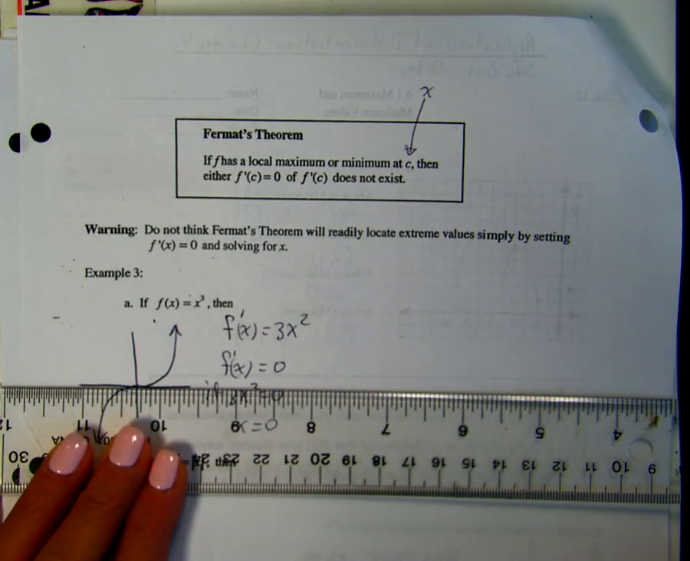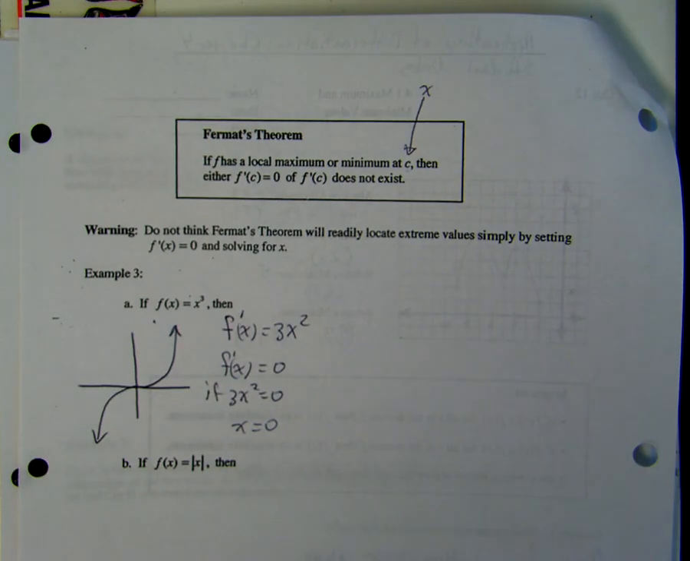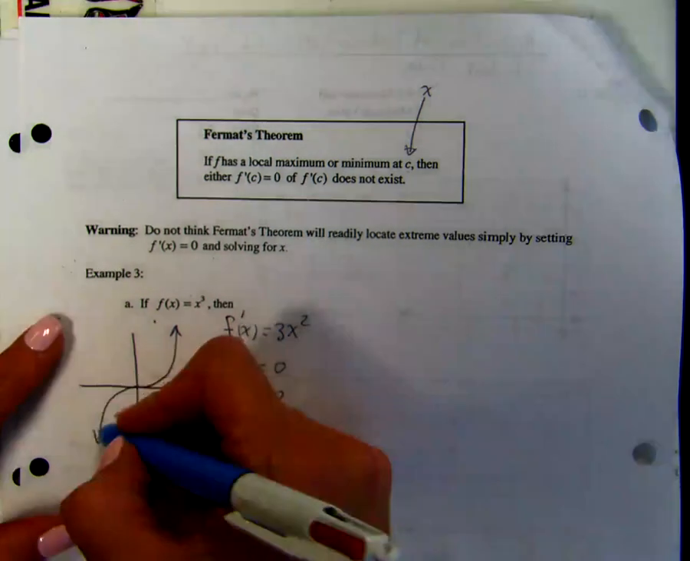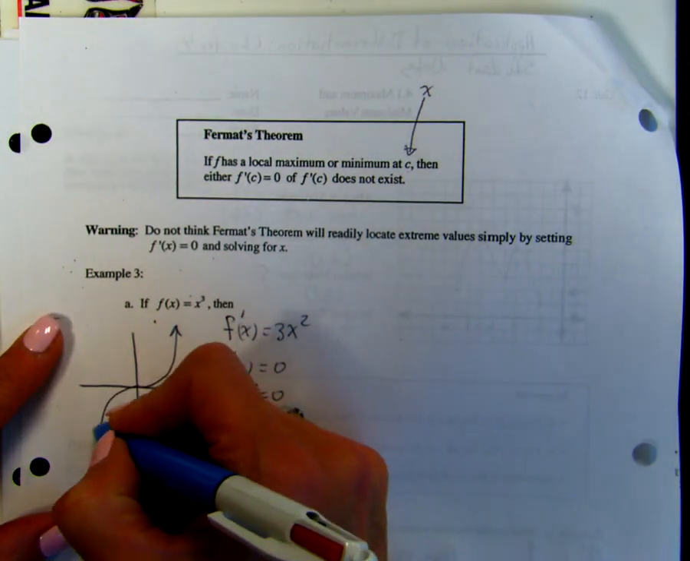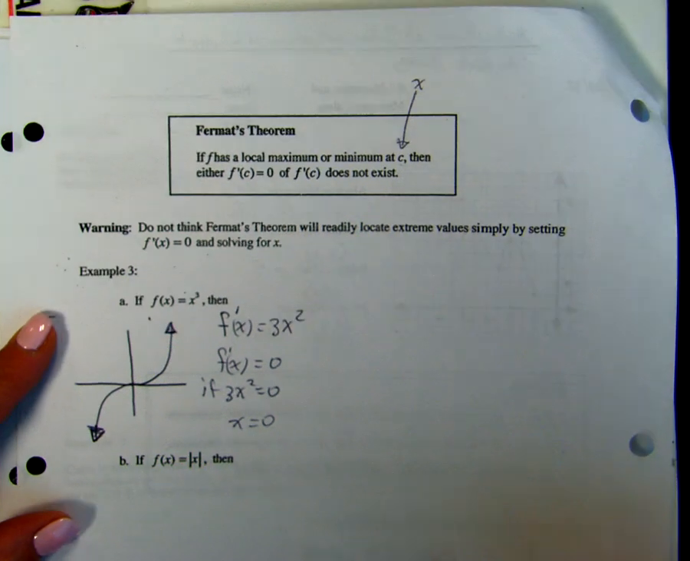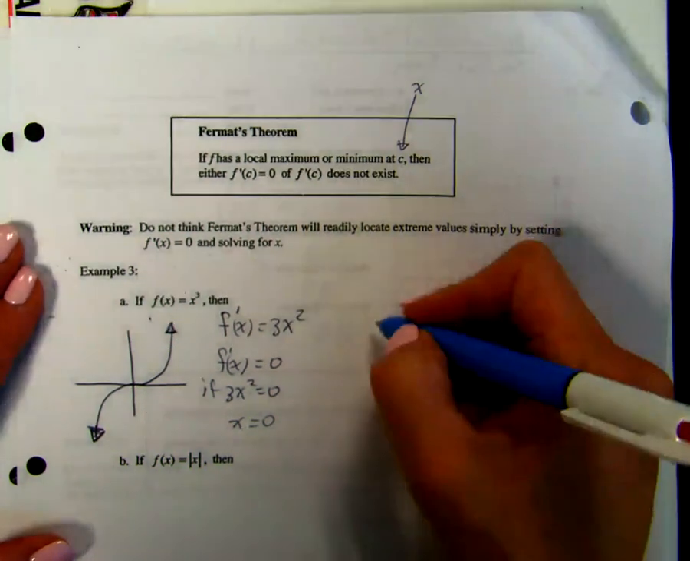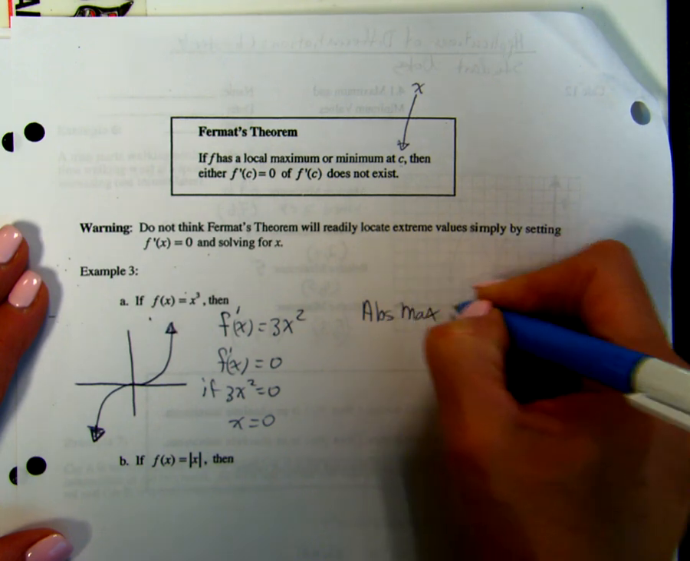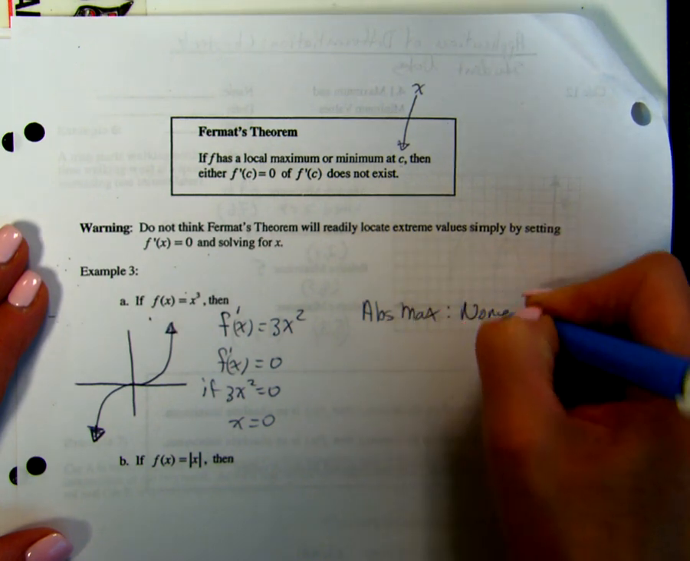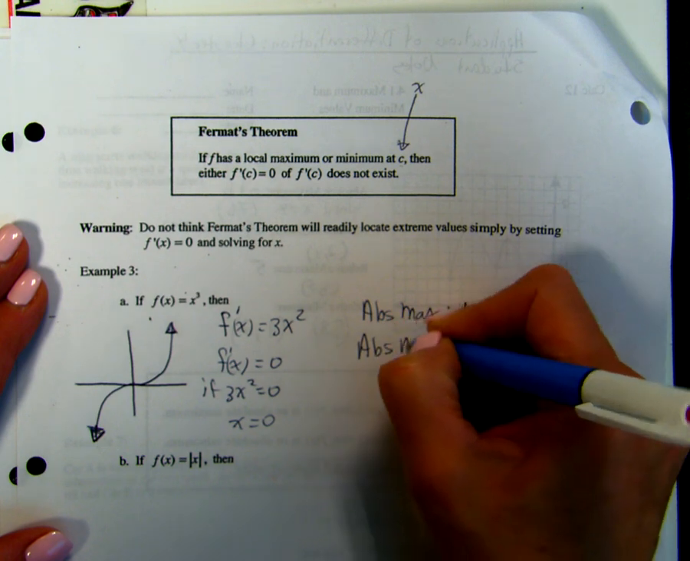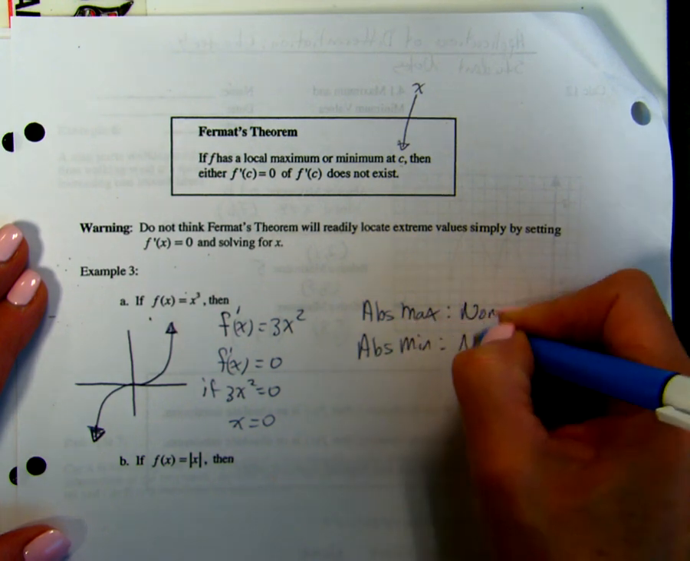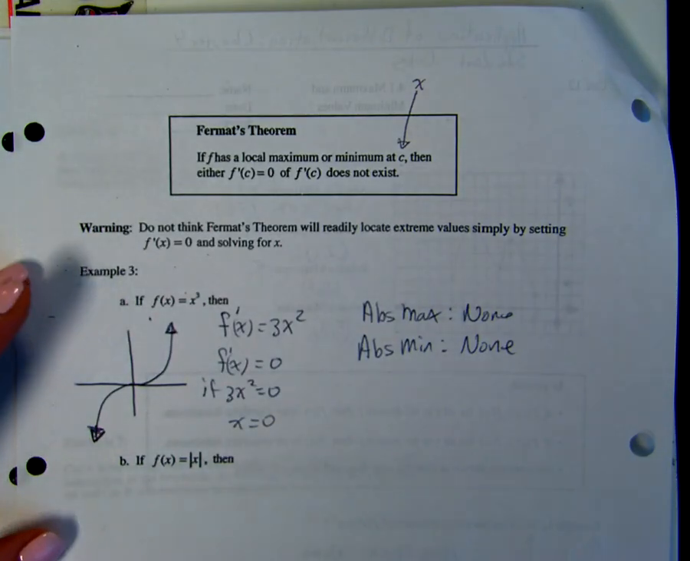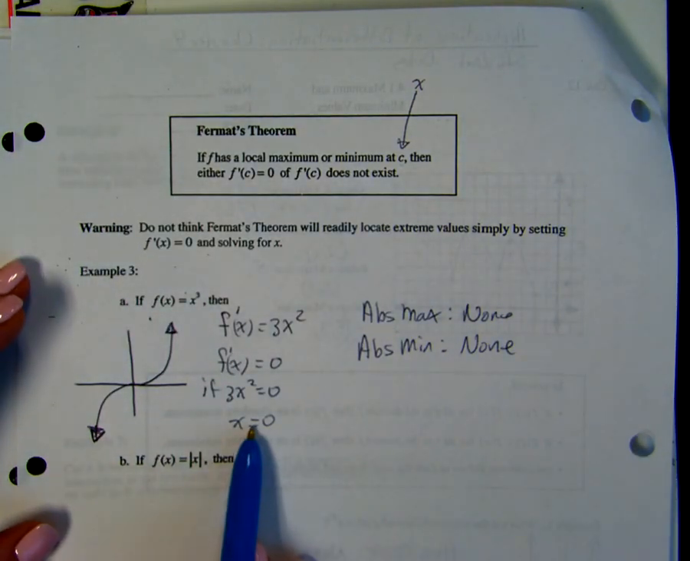Okay, and it's true. The slope of the tangent line to the curve right here is 0. But is 0 the absolute min or max? Well, there is no absolute min. This keeps on going down, down, down. There is no absolute max. It keeps on going up, up, up. So the absolute max doesn't exist. There is none. The absolute min does not exist. There is none. Even though we found this critical number at 0.